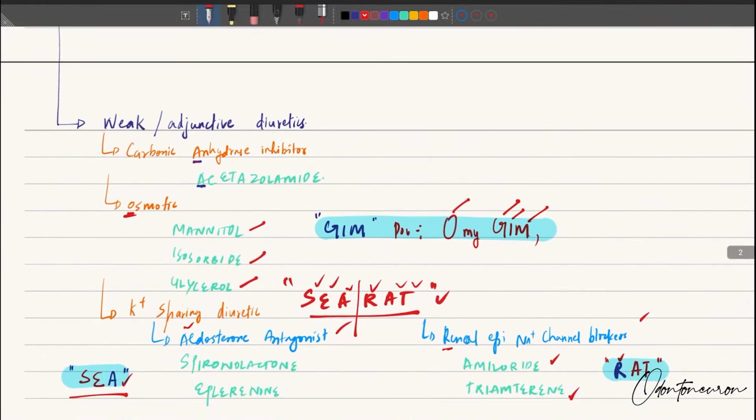Next is the last classification, weak diuretics. Weak diuretics can again be classified into three parts: carbonic anhydrase inhibitors, osmotic diuretics, and potassium sparing diuretics, right? So the carbonic anhydrase inhibitor is acetazolamide.